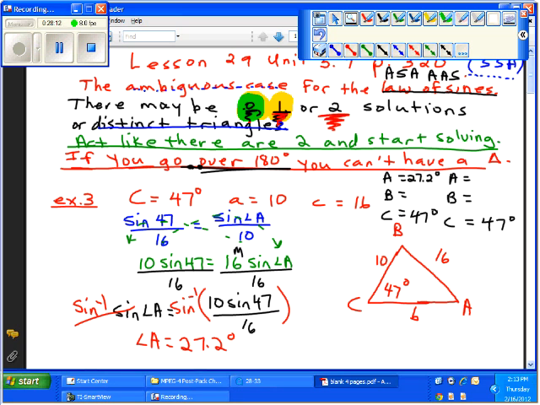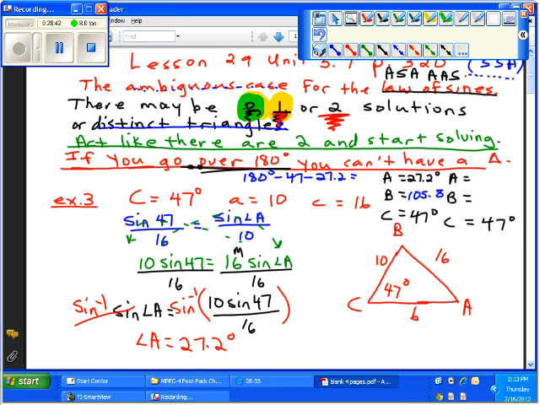In choice 1, is there enough room for angle B? Have we gone over 180? No, we have not. So we're going to take 180 minus angle C minus angle A, and we're going to get what angle B would be. So we're going to do 180 minus 47 minus 27.2, and we get 105.8 degrees.